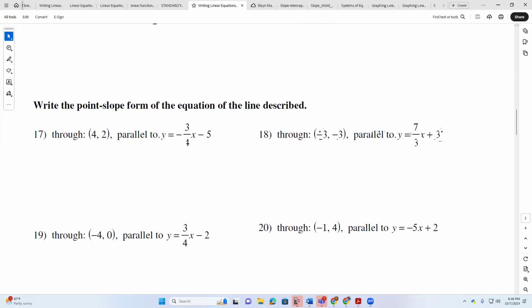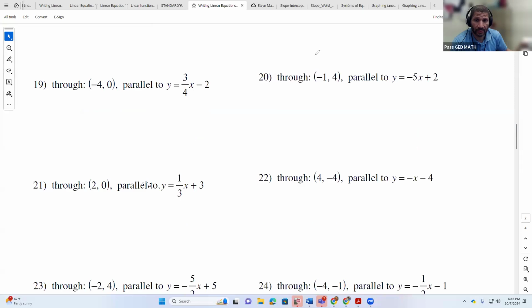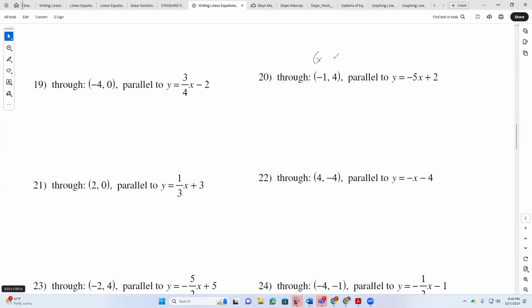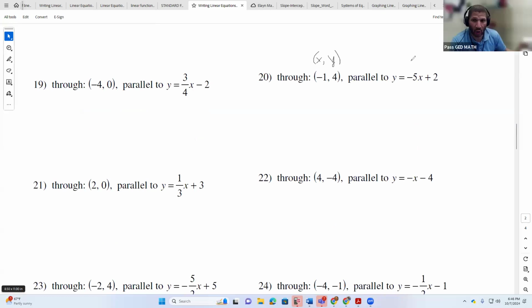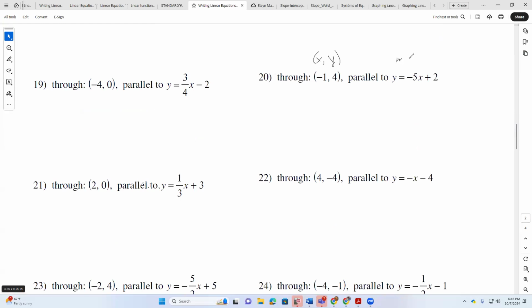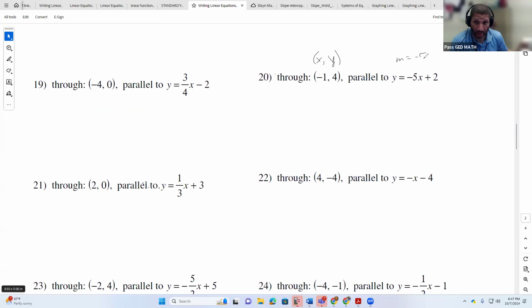Again, let's look at number 20. What's my x? -1. What's my y? +4. What's my slope from this equation? -5. So you did it. Look what you just did. You identified the x and y. You identified the slope.